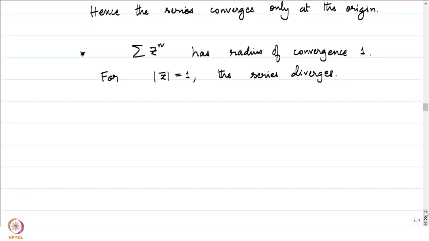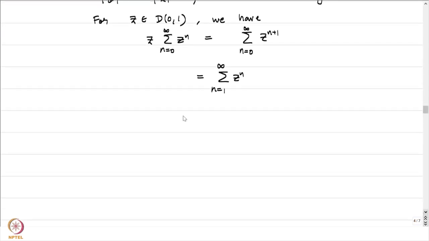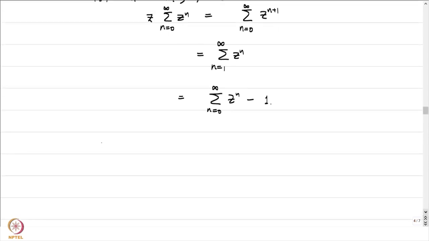But let's play around with the geometric series a bit more. For any point in the disk of radius 1 around 0, which is the disk of convergence, we can say that z times summation z to the power n is equal to summation, let me now be careful with the indices, z to the power n plus 1. By rewriting, this is equal to summation n equals 1 to infinity z to the power n. Let me just write this, by adding 1 and subtracting it, as again the same power series minus 1. And by doing the usual algebra, we have summation z to the power n is equal to 1 by 1 minus z.